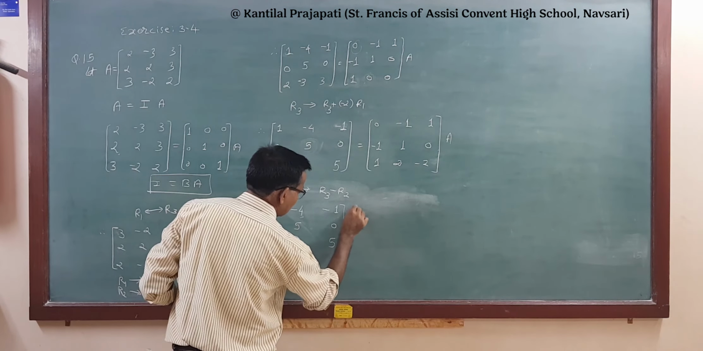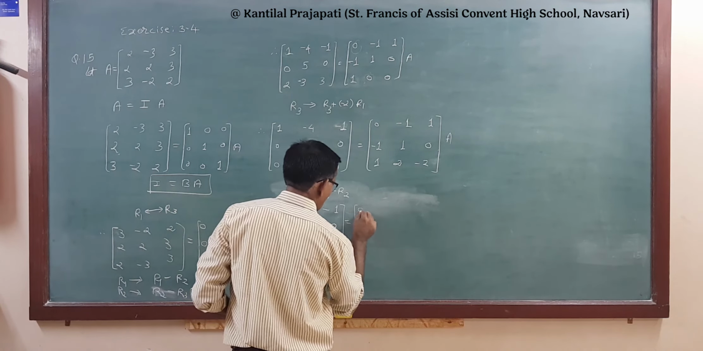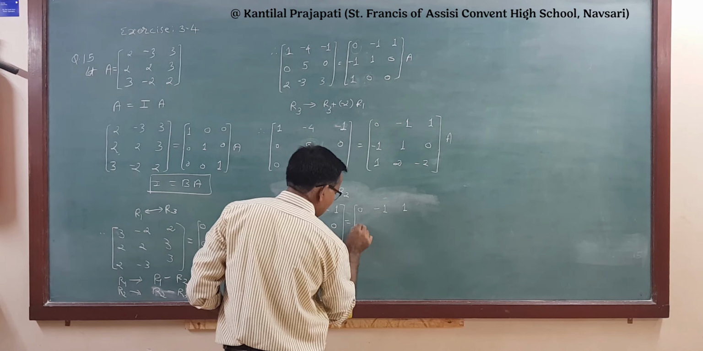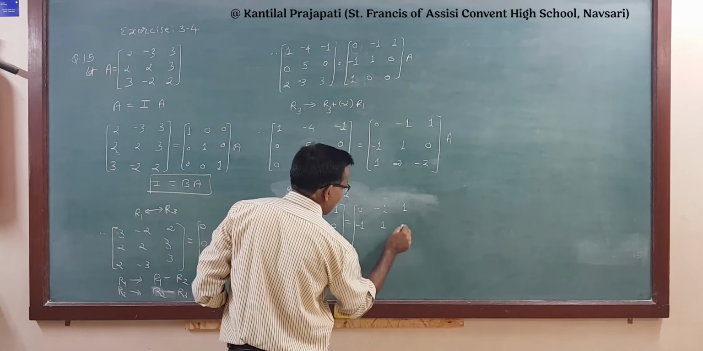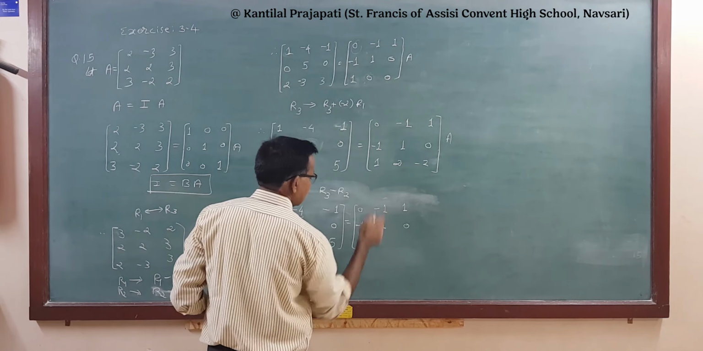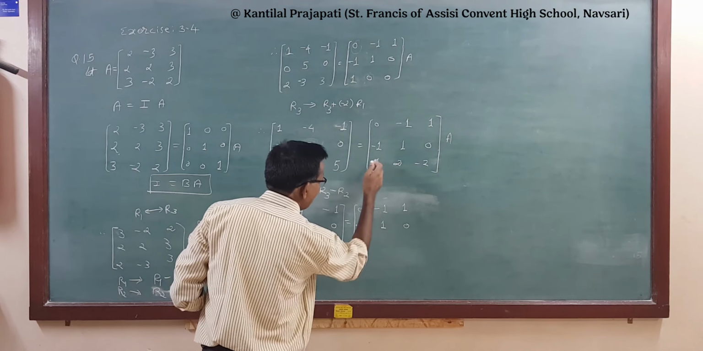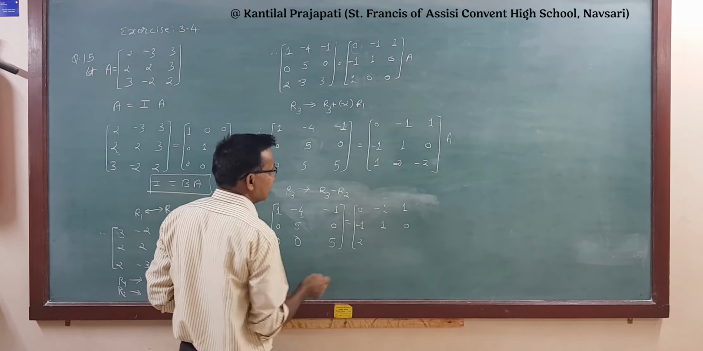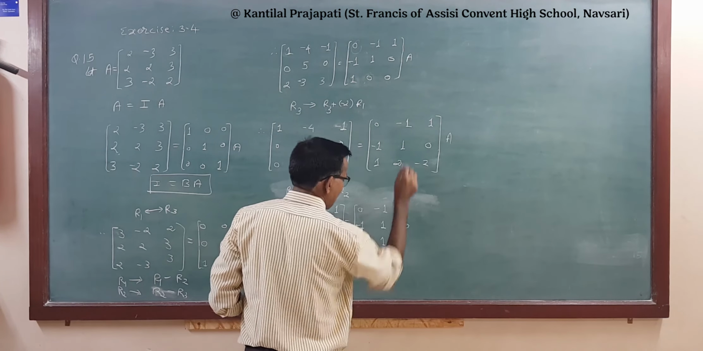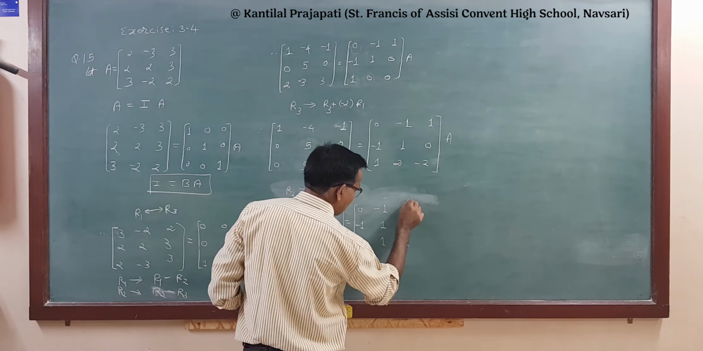Is equal to 0 minus 1, 1. Minus 1, 1 and 0. And now the subtraction of these two, the 1 plus 1. 1 minus minus 1 is 1 plus 1 is 2. 2 minus 1 is 1. And minus 2 minus 0 is minus 2.